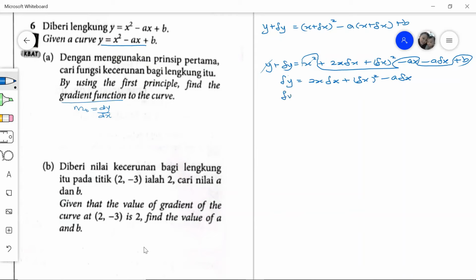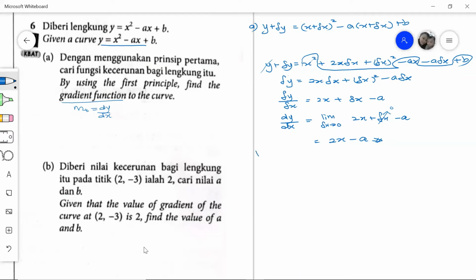Remember, we have to divide both sides by del x so that we can get del y by del x. So we have 2x plus del x minus a. And then dy/dx can be obtained by looking for the limit of del y by del x as del x approaches 0. So 2x plus del x minus a. When del x approaches 0, we will have dy/dx equals 2x minus a. So that is the gradient function of this curve. That is for part A.